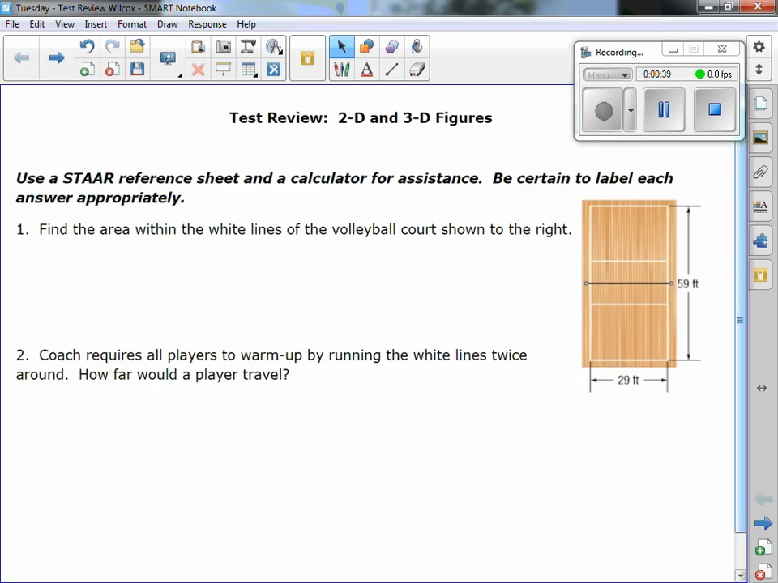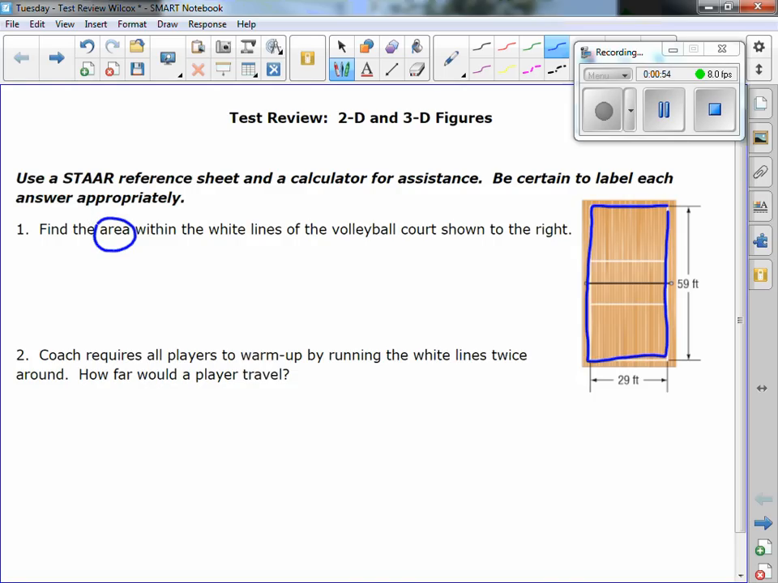All right, number one, find the area. So they're telling us straight up in our problem that we want to find the area within the white lines of the volleyball court shown to the right. So if you look at our rectangle here, they've given us our dimensions of our white line volleyball court. 59 times 29 will give us the area of this rectangle. So base times height, length times width, whatever you want to call it. When you multiply that out, you get 1,711 feet squared since it's area.